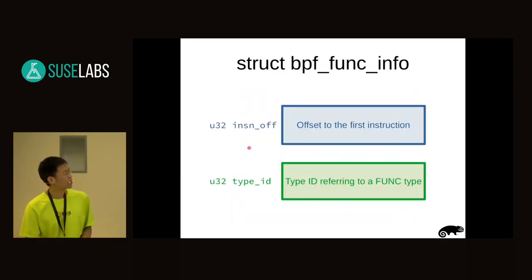Most functions will be described like this. For example, the first one is the instruction offset, so you can know the starting of the function. And the second is the type ID, which references a special type called a function type. The function type will also tell you the parameters, the name of the function, the return type, and so on. So basically you only need these two fields to describe the function.